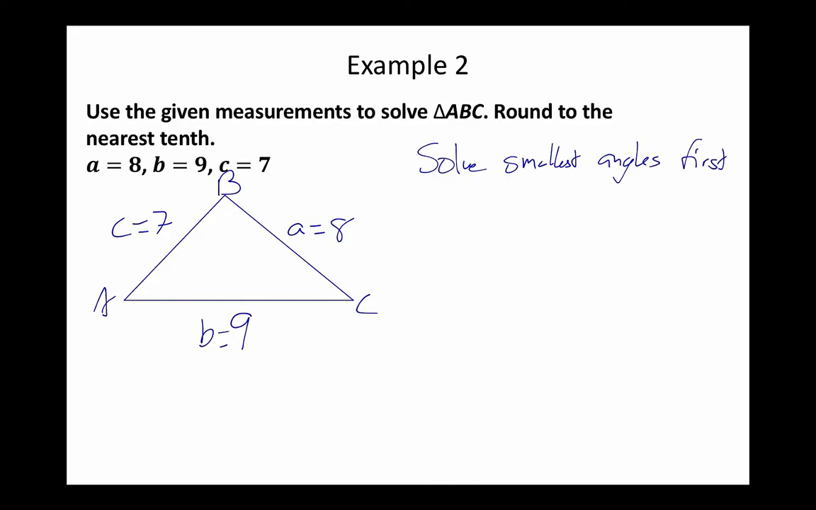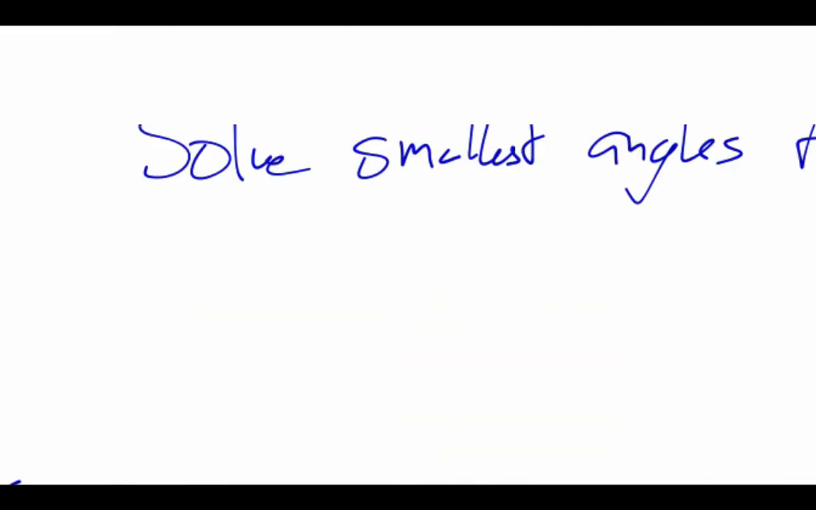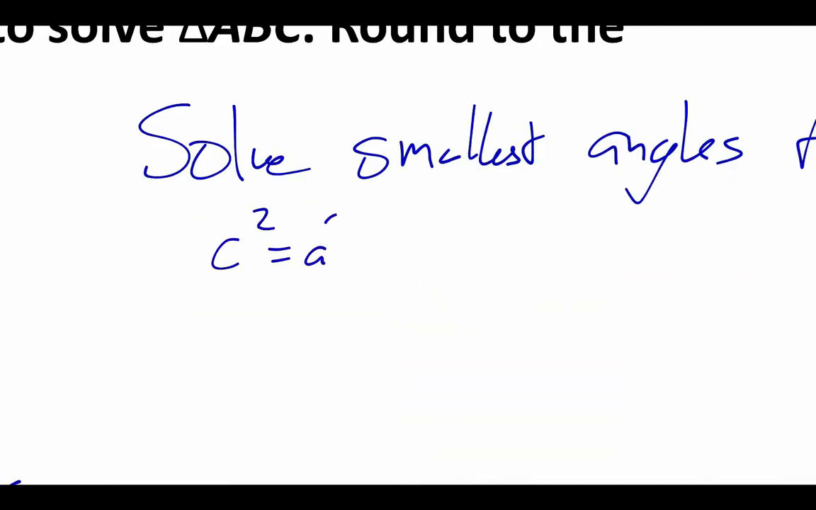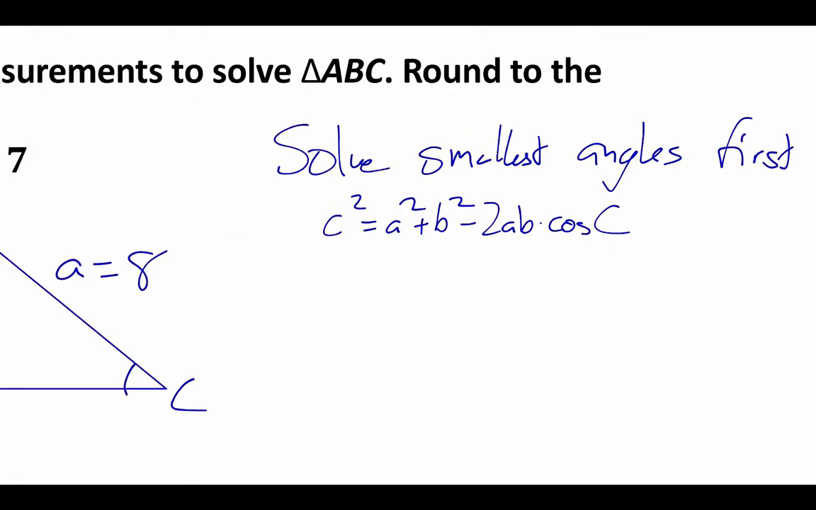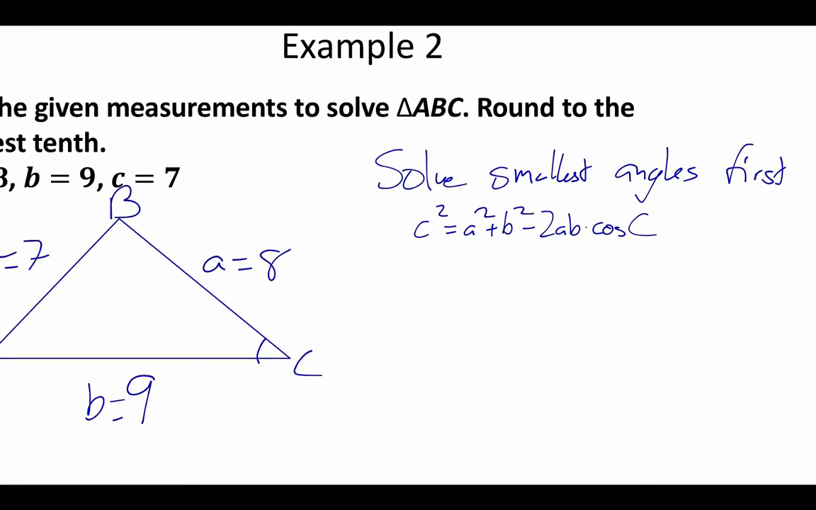Since side C was the smallest side, we're going to solve the smallest angle, angle C. That means we're going to use the equation that uses angle C. We're going to use that bottom version: C squared equals A squared plus B squared minus 2AB times the cosine of angle C. Holy cow, that's a lot. I hope we only have to use that once in this one. Don't worry, we will. So let's plug in what we know.